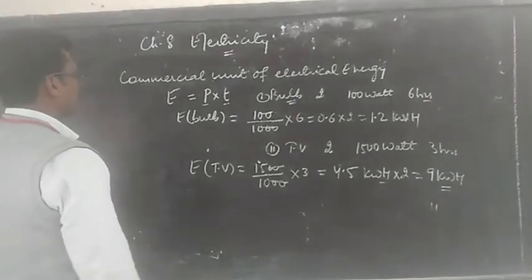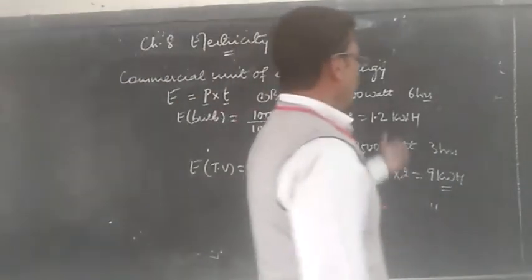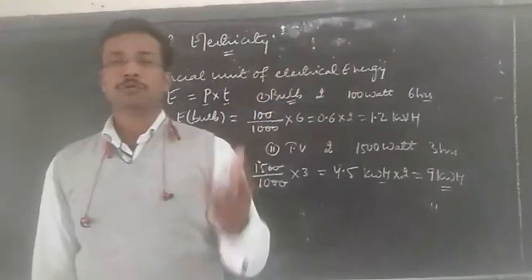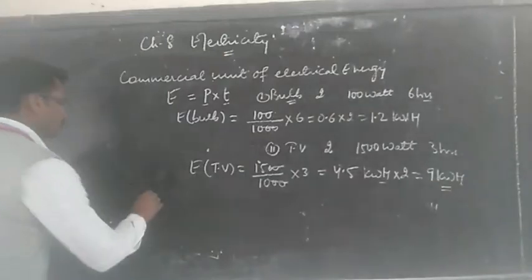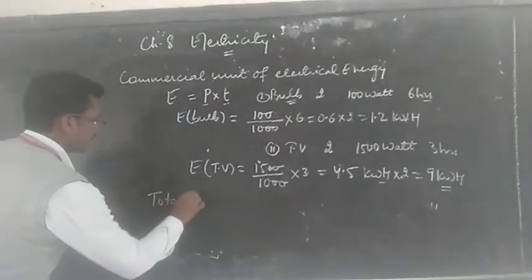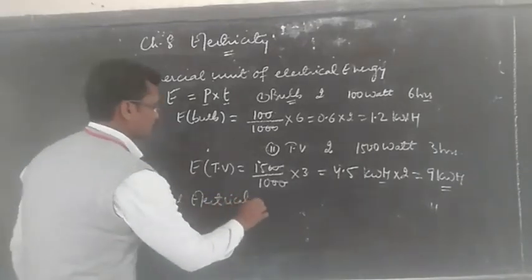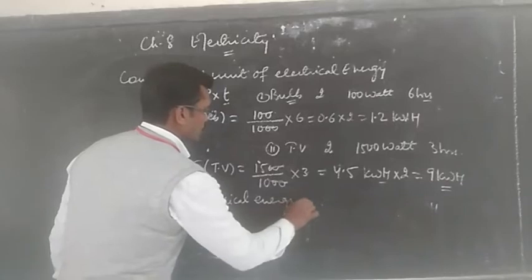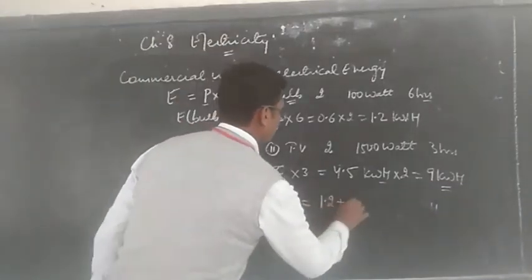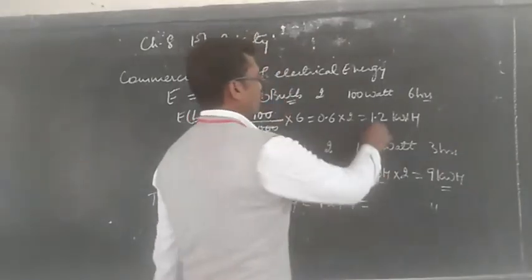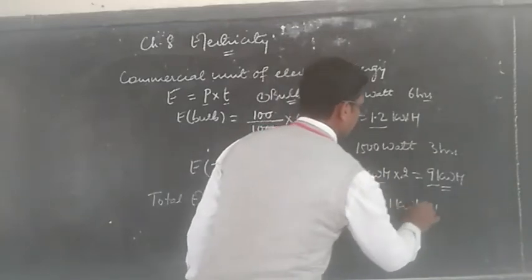Now when we add these two, we will get the total electrical energy consumed in 1 day. So let us calculate the total electrical energy consumed by these two appliances, which will be 1.2 plus 9, which is coming 10.2 kilowatt hour.